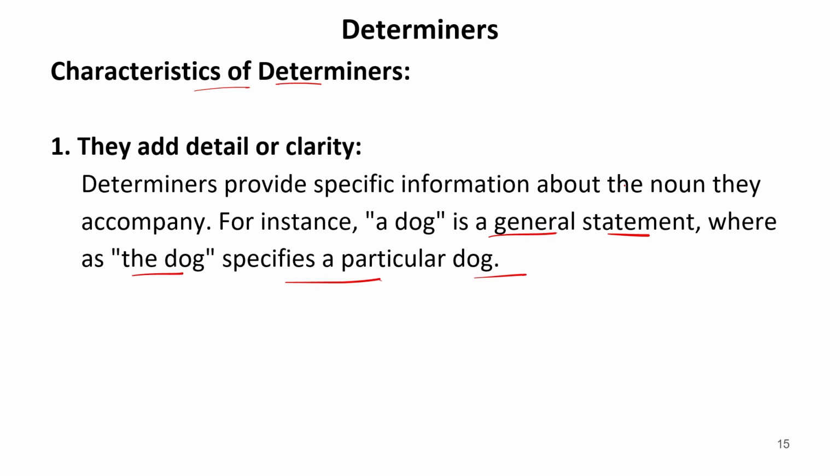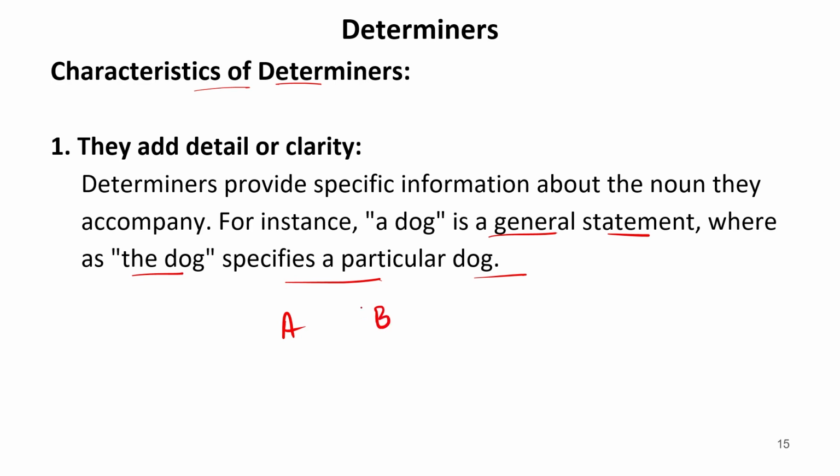Now, if I say "I saw a dog," it can be any dog. But if I say "I saw the dog yesterday," it means I'm talking about a particular dog. Suppose there are two friends. Let us take a case study.